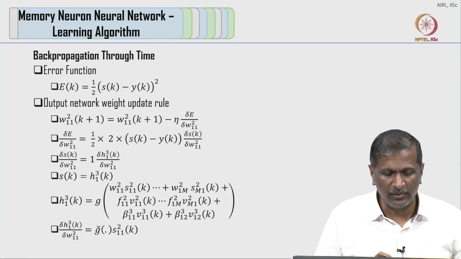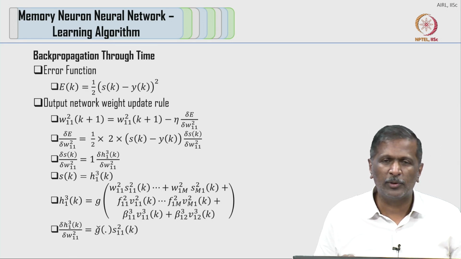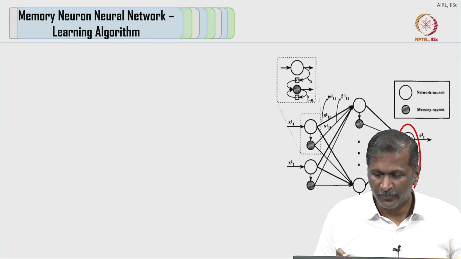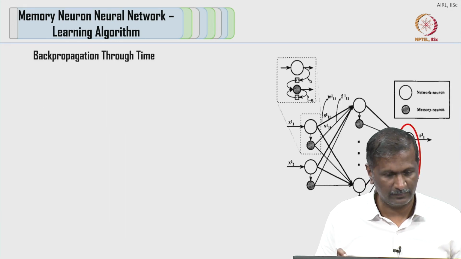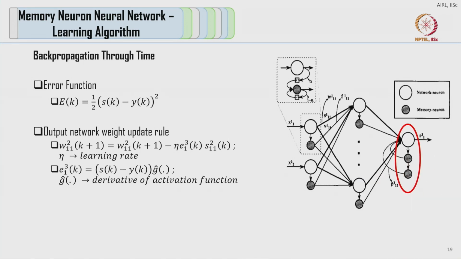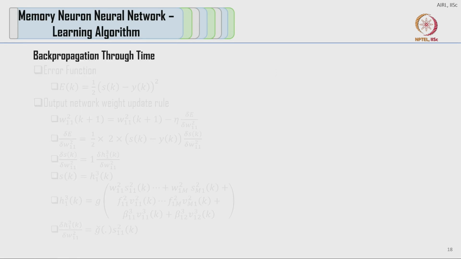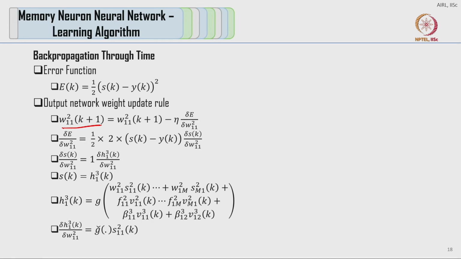I am going to just take you through how to get the weight update for the output neuron. One by one, let us look at it. Let us look at the output neuron W11 of k plus 1. I want to compute W11 of k plus 1, which is W11 of k minus eta times dou E by dou W11.